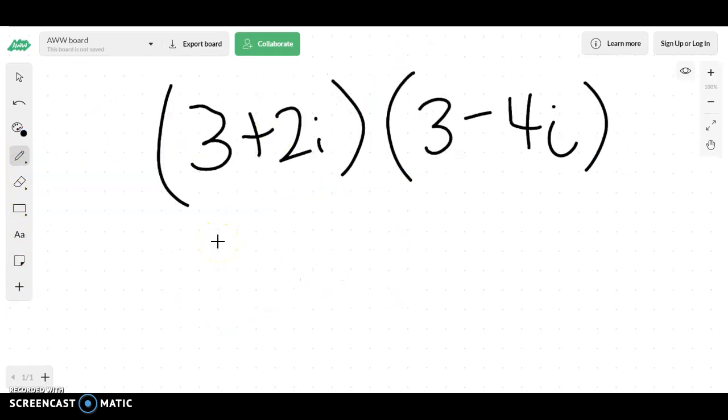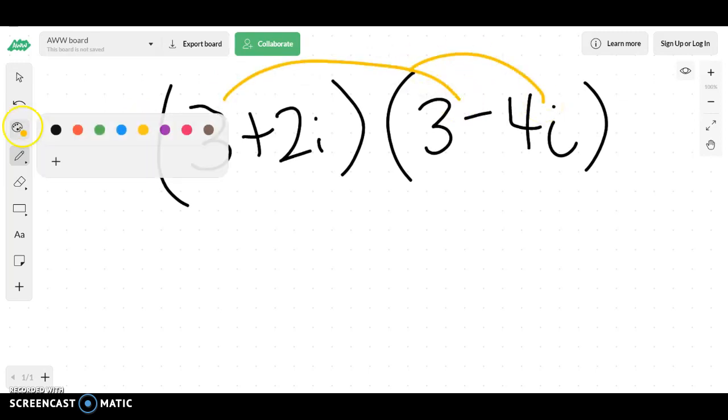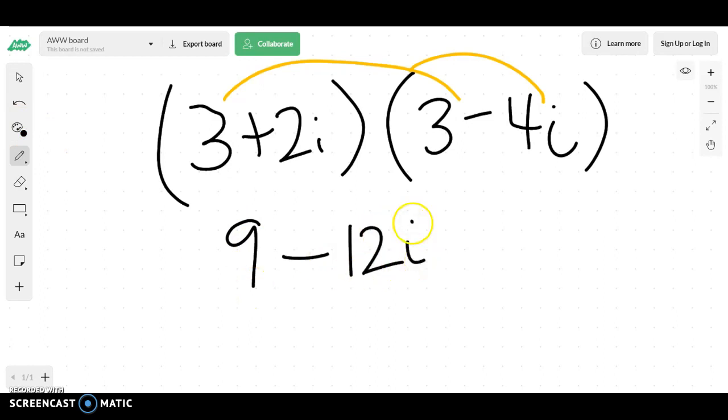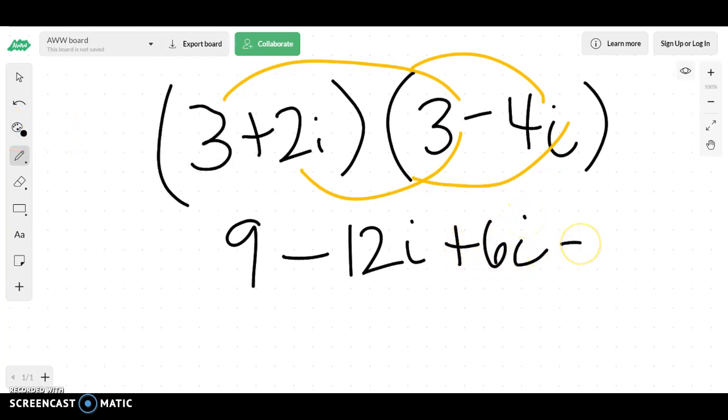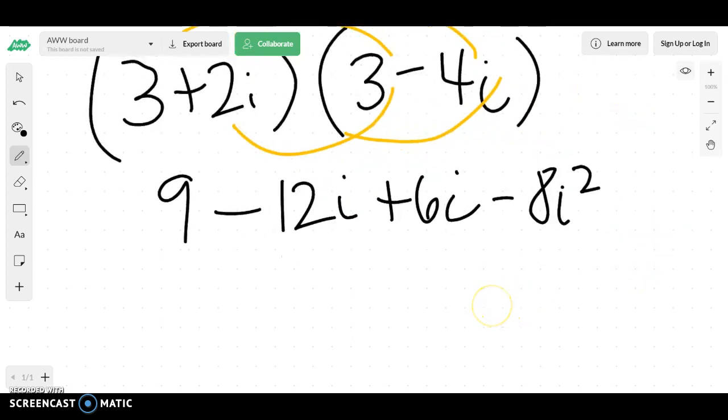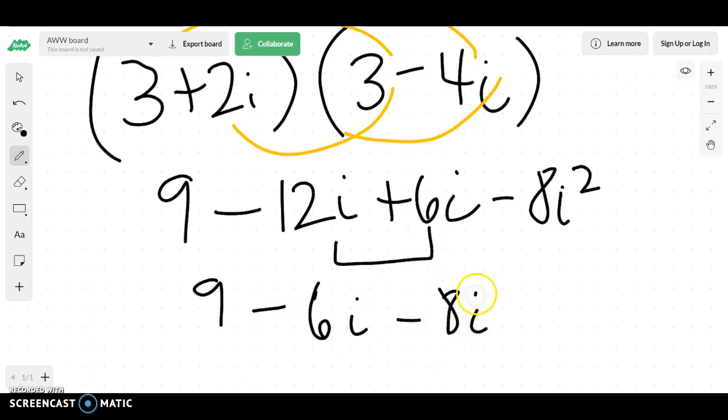Okay, so for this one, you would distribute because it doesn't have any sign between it, so it's saying it should be multiplied. When you multiply this, you'll get 9 minus 12i. We'd then multiply this, which would give us 6i minus 8i squared. Okay, so now we'll just start doing what we know. That's 9 minus these two things together, which would be 6i minus 8i squared.